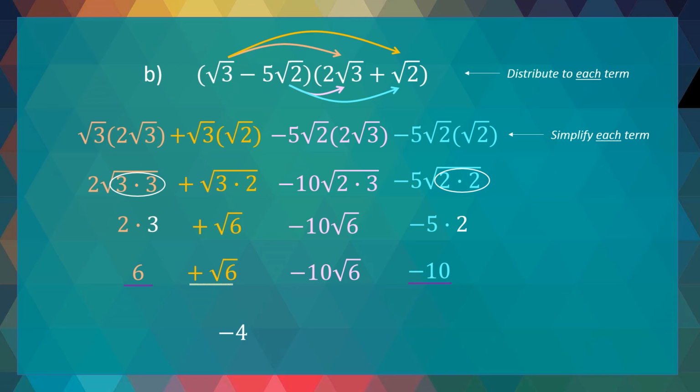Now we look for radicals. A square root 6 and a -10 square root 6 can combine. To what value? Well, it simplifies to a -9 square root 6. Remember, the square root 6 has an imaginary 1 in front of it, so 1 minus 10 is where that -9 is coming from. And this would be your final answer.